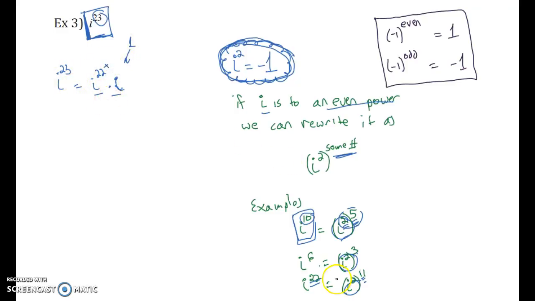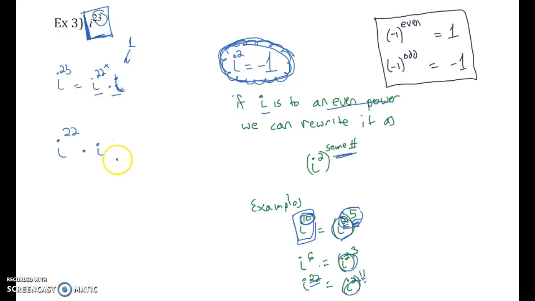So, if we have problems where i is raised to a power and that power is even, we're just going to break up that power as i squared to whatever else you would need. And if that power is odd, you're always going to pull out one of those i's. So let me rewrite this neatly: i to the 22nd times i.